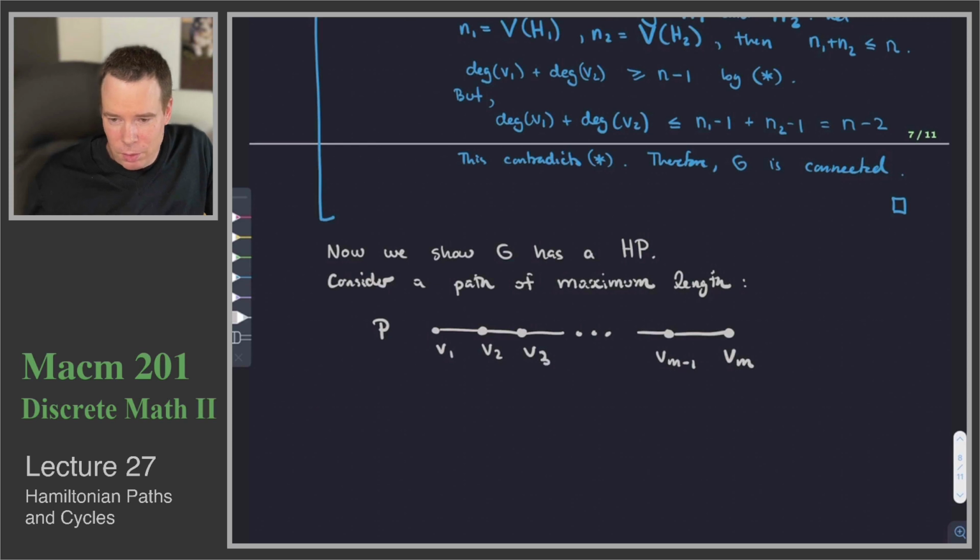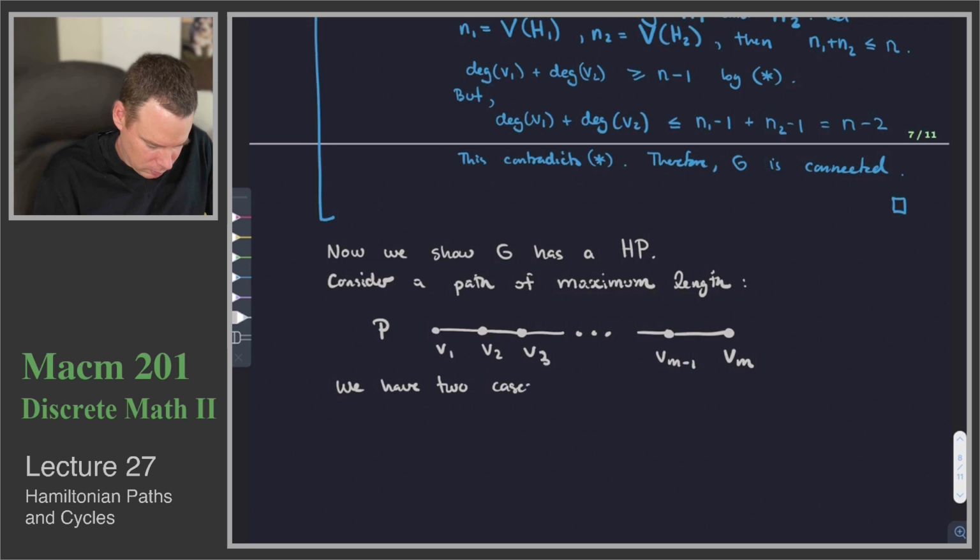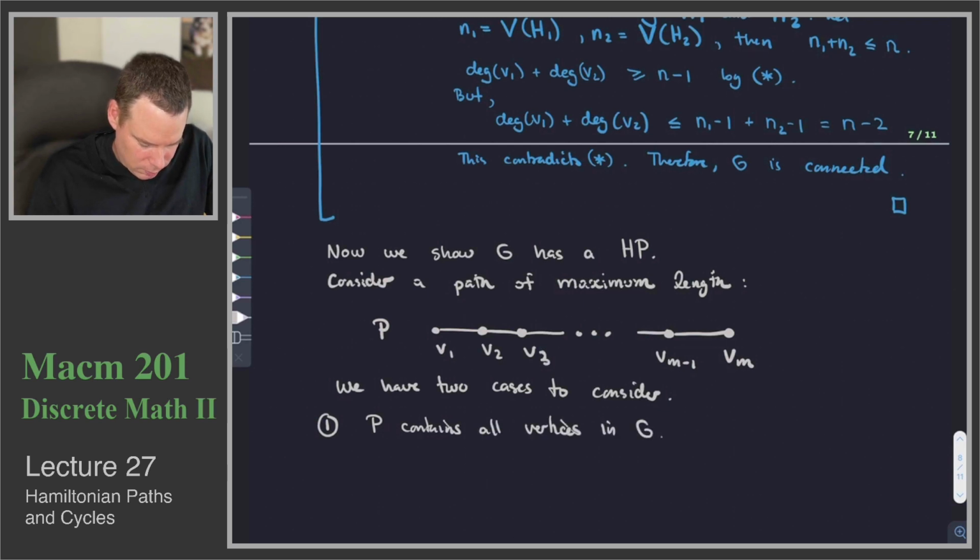If all the vertices of G live on this path, then we're done, because by definition that is a Hamilton path. So we have two cases to consider. Case 1 is P contains all vertices in G. Then we are done. P is a Hamilton path.